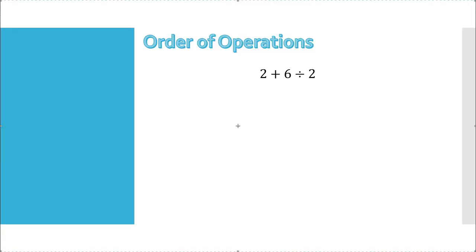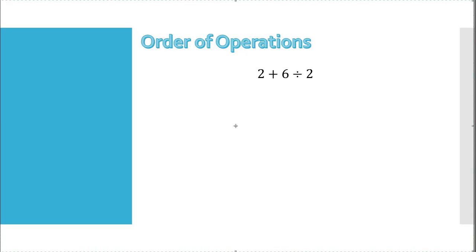In this video, we will cover how to solve multiple operations in the correct order. We will start with the simple operation, 2 plus 6 over 2. If there was no established order of operations, there would be two different ways of answering this operation. Let's start with the first one.